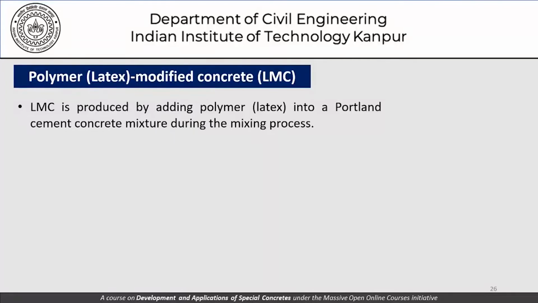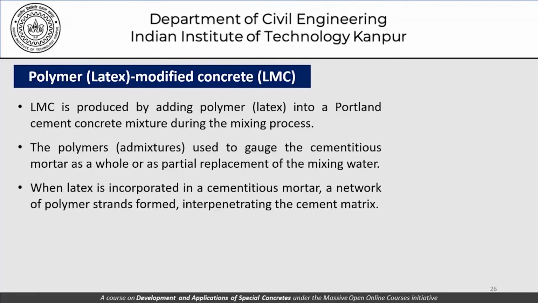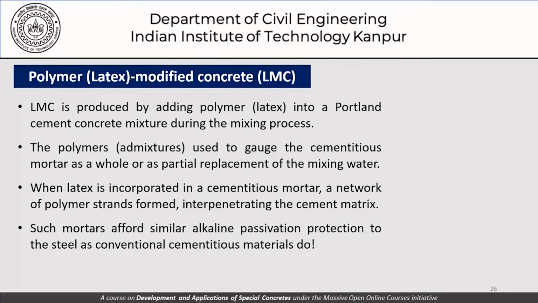LMC is produced by adding polymer or latex into the Portland cement concrete mixture during the mixing phase. To recapitulate, the polymers can be looked upon as admixtures used to gauge the cementitious mortar as a whole, or as partial replacement of the mixing water. When latex is incorporated in a cementitious mortar, a network of polymer strands is formed, interpenetrating the cement matrix, and such mortars afford a similar alkaline passivation protection to the steel as conventional cementitious materials do.